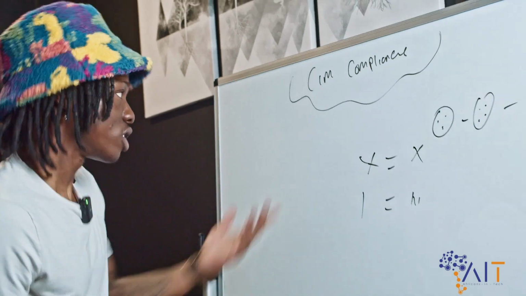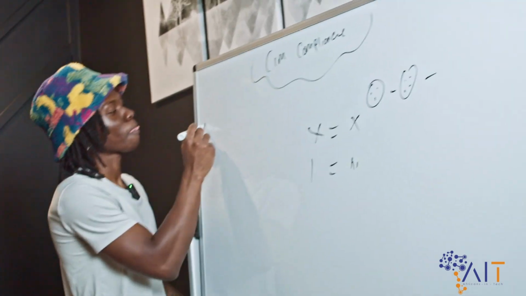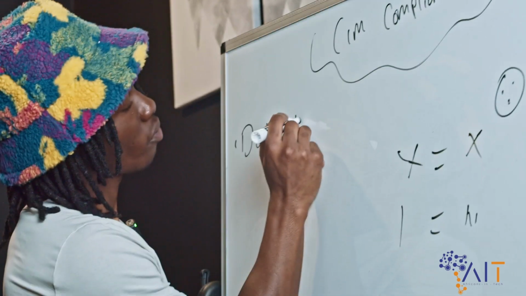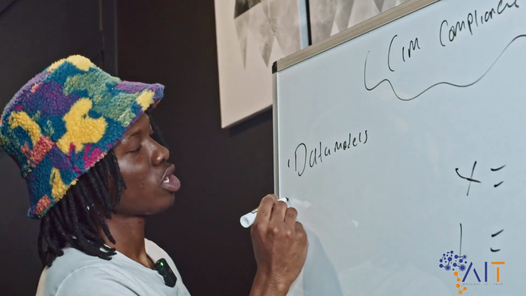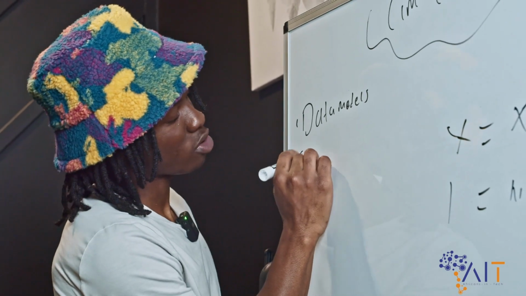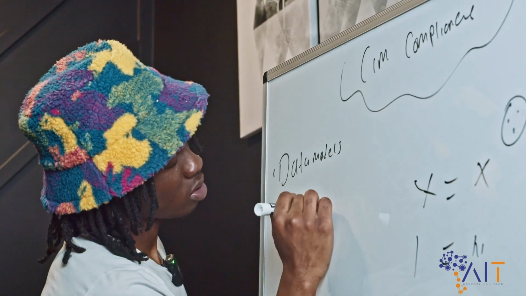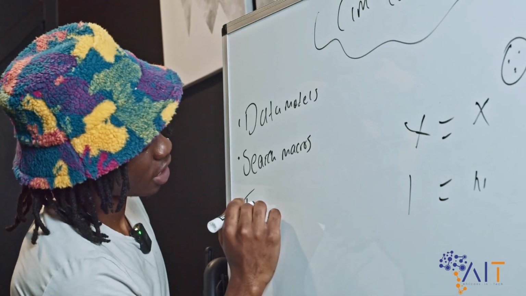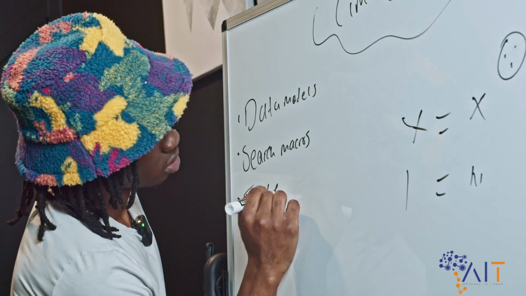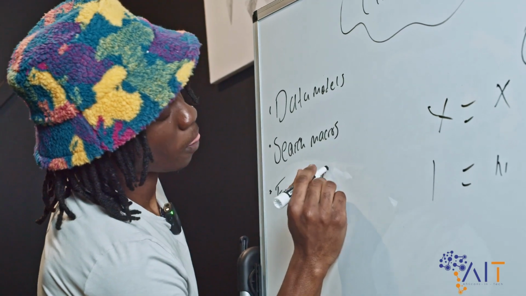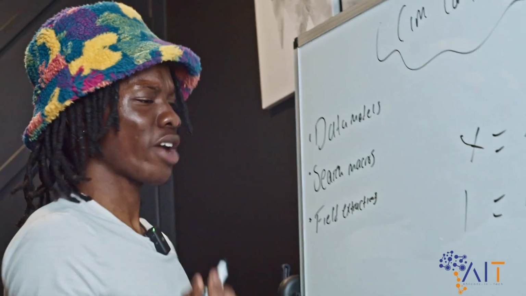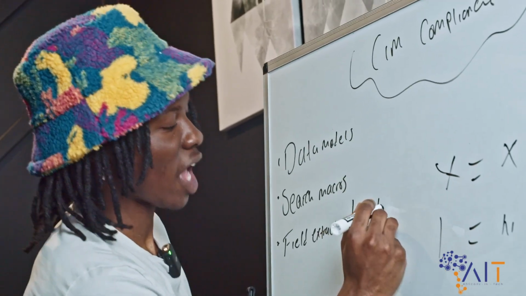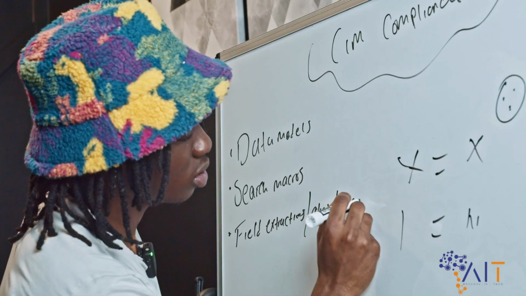A couple of ways we can achieve CIM compliance. You have data models, search macros, and field extractions. And field extractions being an alias or a calculated field.